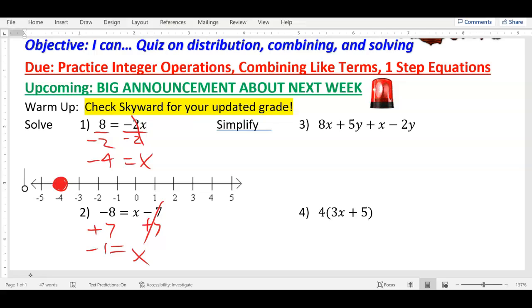Whenever you see an equal sign in your problem, you're probably going to get one answer, okay? So right here, x equals -4. There was an equal sign. Right here, there's an equal sign. x equals -1. When you start doing these expressions, there's no equal sign. So you're not going to get just one answer. You're going to combine the like terms and leave it as soon as you have the like terms put together. So again, no equals. You want to combine like terms.